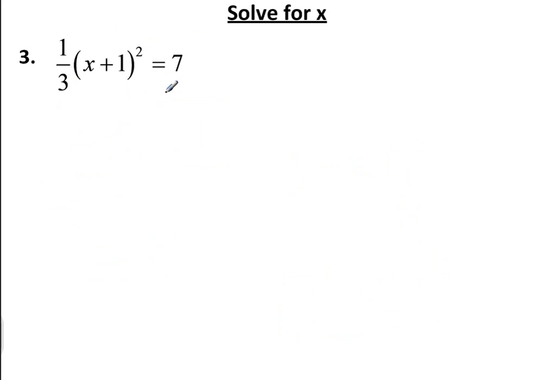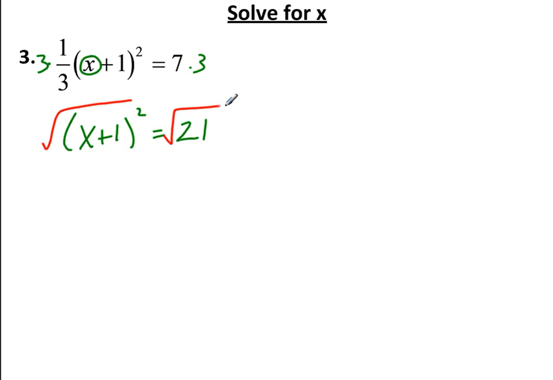Again, this is similar, if you look at the left-hand side, to our vertex form that you guys saw earlier when we were graphing parabolas. But again, there's only one x in here. So I want to get this by itself, so I want to start moving things to the other side. The first thing I'm going to do is multiply both sides by 3, which gets me x plus 1 quantity squared equals 21. But now, the only thing I can get rid of is the squared term. So I'm going to take the square root of both sides.